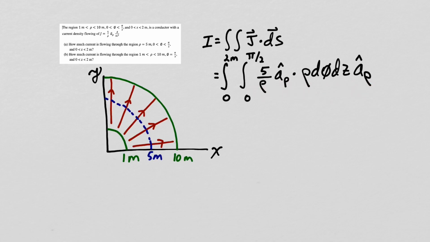The surface over which we are integrating always has a rho value of 5, so we could substitute 5 for rho here and here. But also notice that it doesn't matter what value we put in for rho, because we have a rho in the denominator and a numerator, so they will cancel. Our current density is in amps per meter squared, and our differential surface is a meter times a meter, or meter squared, so the result of this integration will be a current, amps.